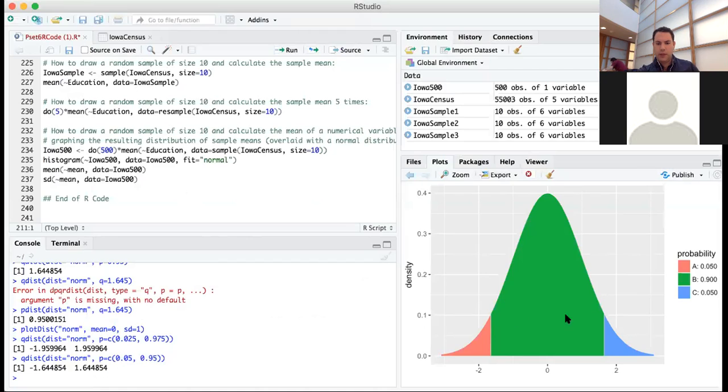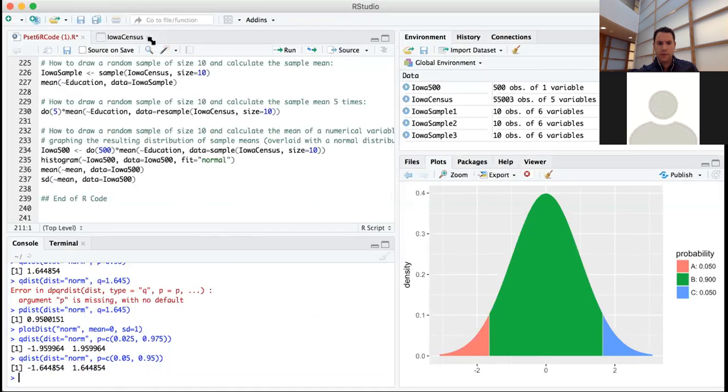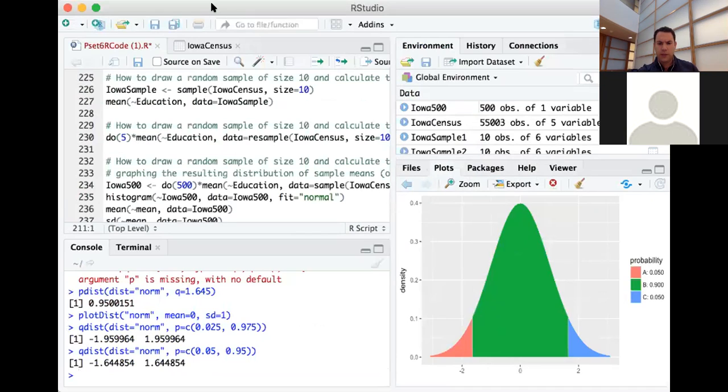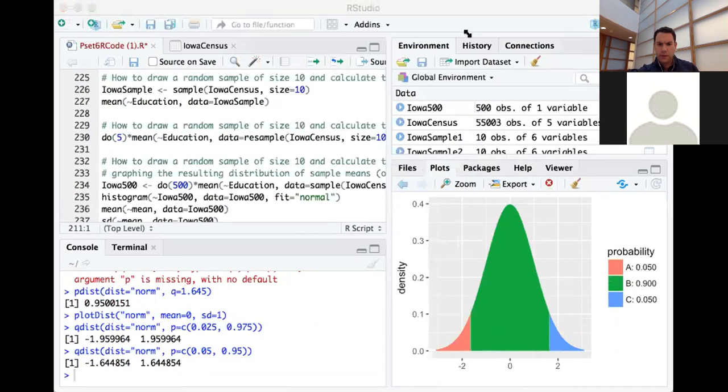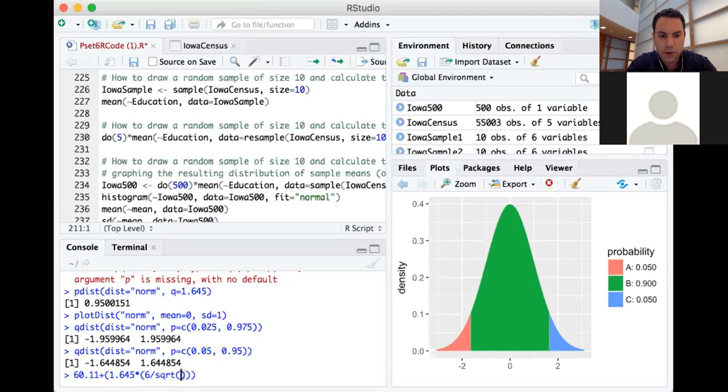This will represent a 90% confidence interval by using 1.645 instead of 1.96, which was used in the previous example for a 95% confidence interval. So in this case, we could take our mean of 60.11 and we can add 1.645 times 6 over the square root of 20.